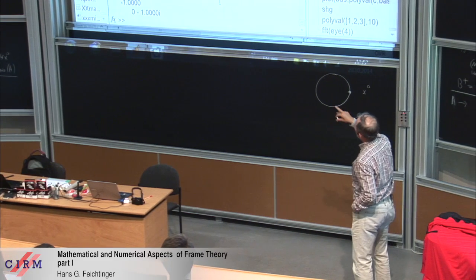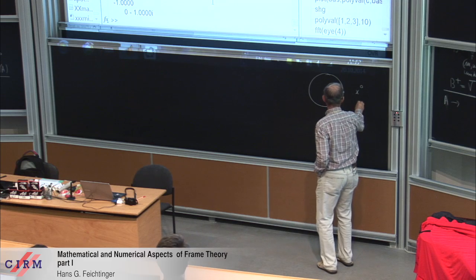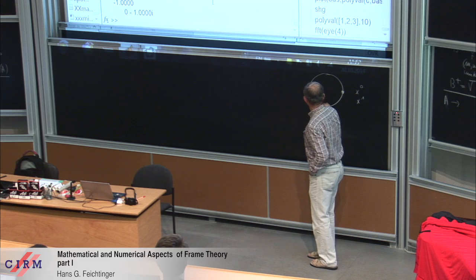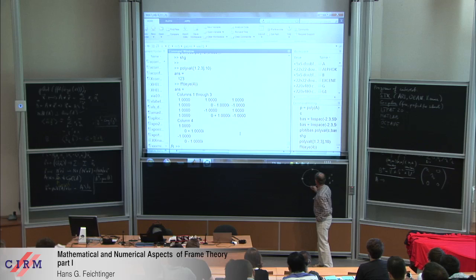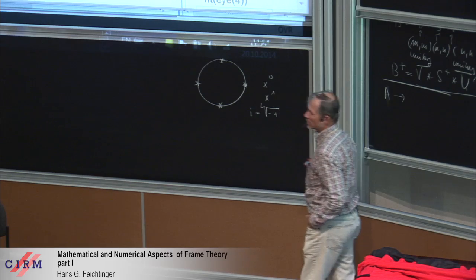The more interesting one is the second column. The second column says we're starting now with x to the power 1, and we get the value at 1. We get the value at minus i, sorry. We get the value here, and we get this. So i is the fourth root of -1 in the natural way.